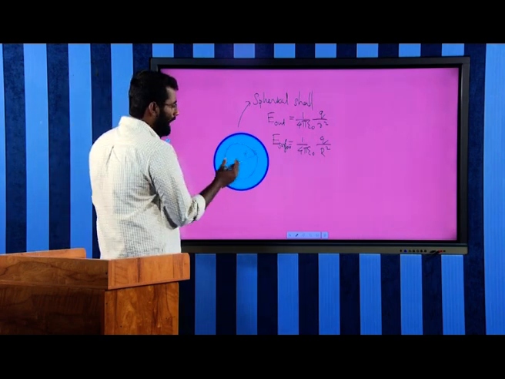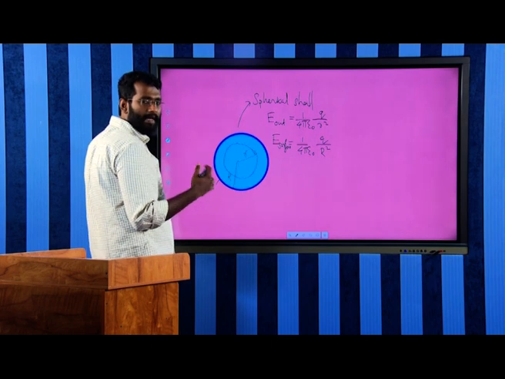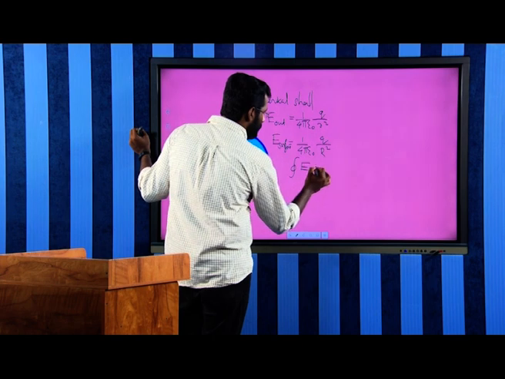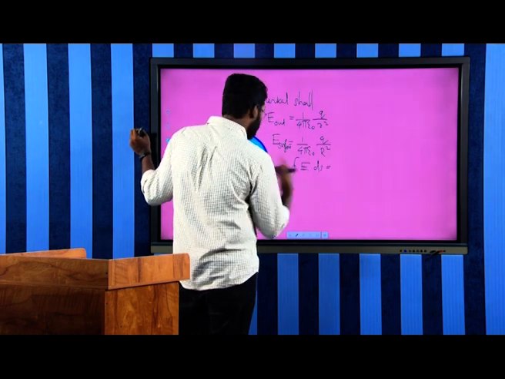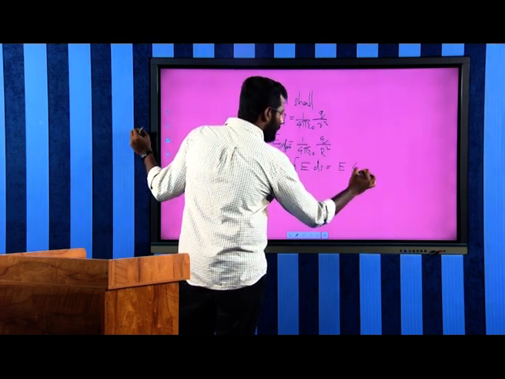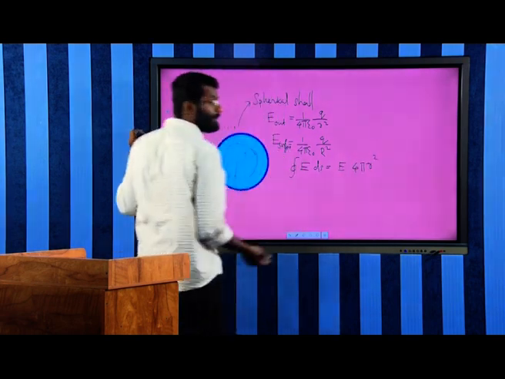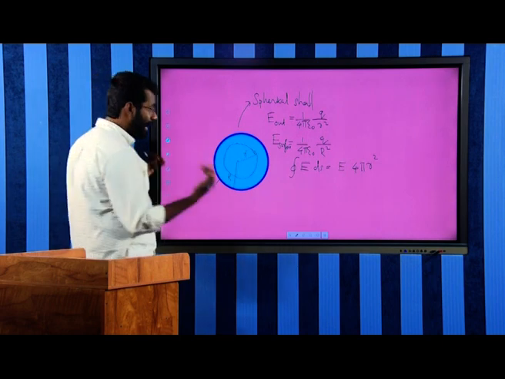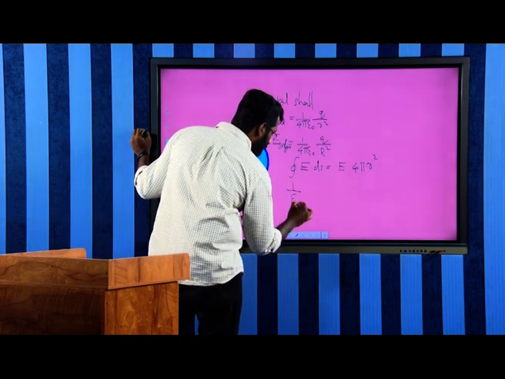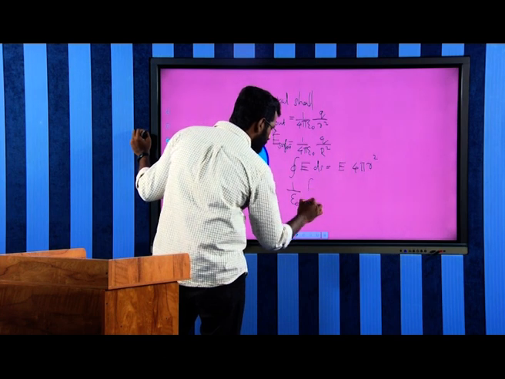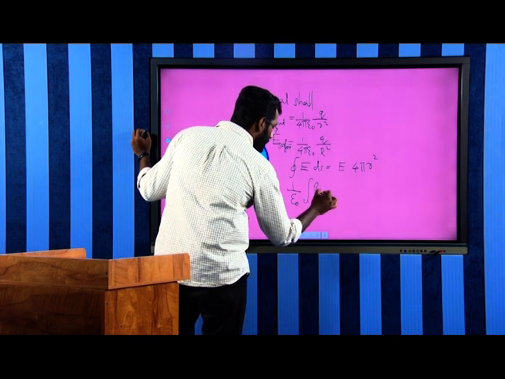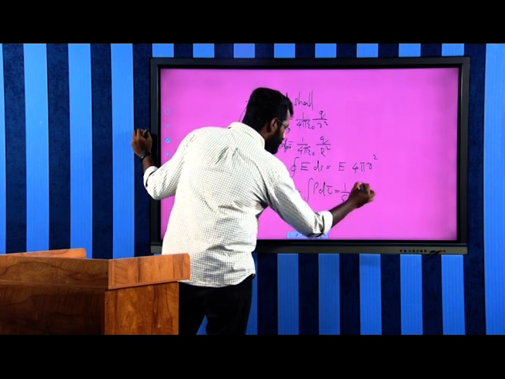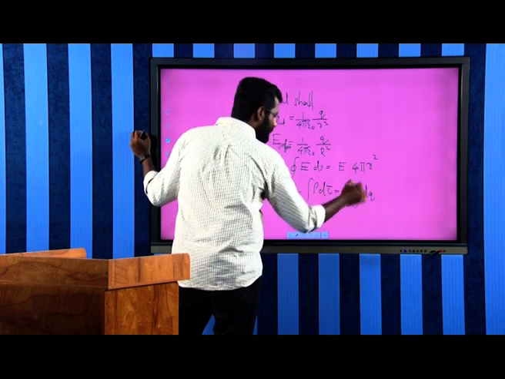So, now we have to calculate the left side. When we calculate the left side, that is integral E dot ds, we get E into 4 pi r square, which we already calculated for the solid sphere. Now, what is the right side, or the RHS, of Gauss's law, which is 1 by epsilon 0 times integral rho d tau, or I can write it as 1 by epsilon 0 times integral dq. So, what is the charge enclosed?